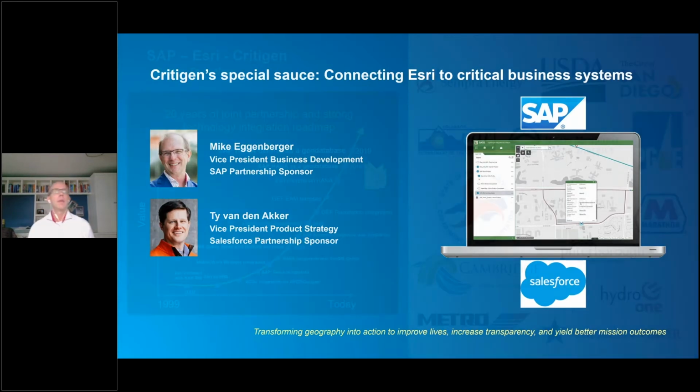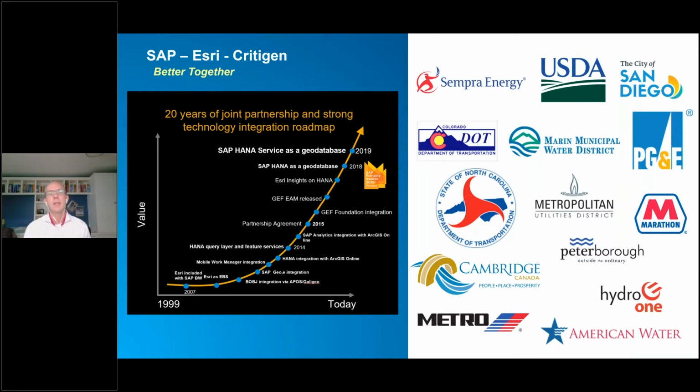So this next piece is this SAP Esri Critigen better together. Many on the call might be saying, wow, SAP Esri, what's the big deal? We've been doing this for a long time. And absolutely, SAP and Esri have been partnered for a long time, and the graph on the left-hand side here represents that. Some of you may have seen this as a slide that SAP and Esri show sometimes at conferences and other events. And really what it's demonstrating is that there's been this long, long partnership that's really accelerated over time.